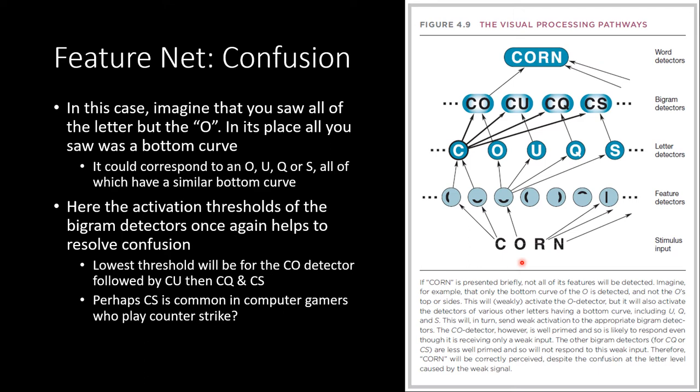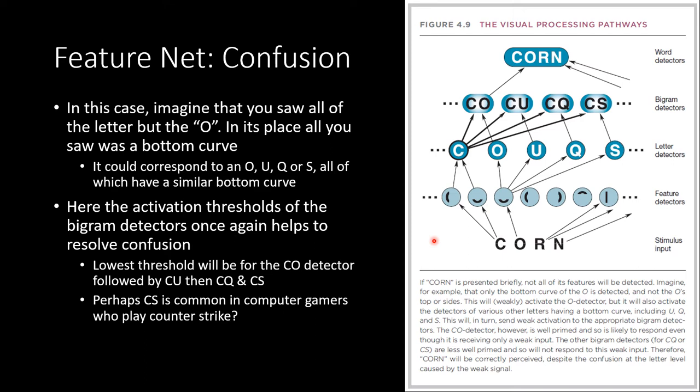So there is some confusion now because that under curve could be part of several letters. It could be an O that has an under curve. It could be a U that also has the under curve. By under curve, I just mean a curve like this shape right here. It could also be a Q, right? A Q has that same under curve, and it could be an S, right? That also has this under curve. So what is it? You know that there's a C, a space, and an R, and an N, and it could be corn with an O. It could be kern with a U, if that's how you would say it. And I'm not even going to try and say how you would say that word if it was a Q or an S. Very difficult.